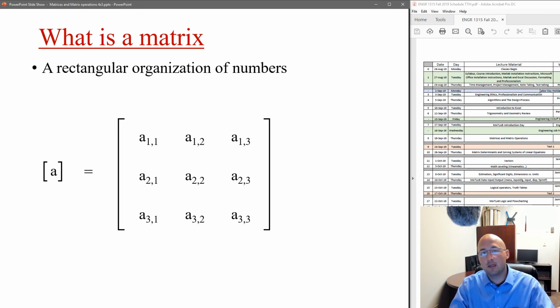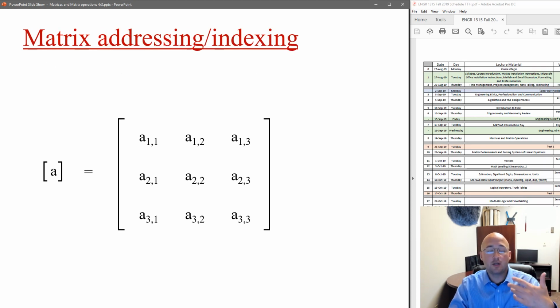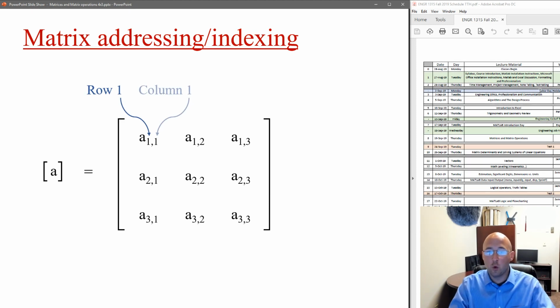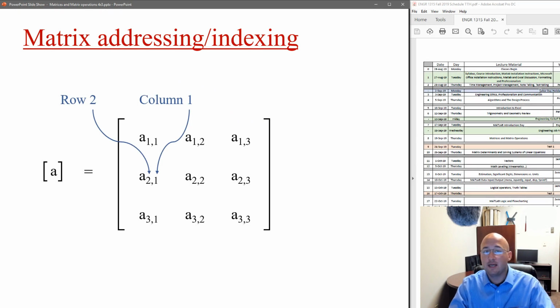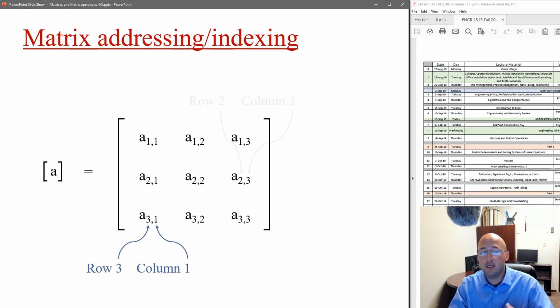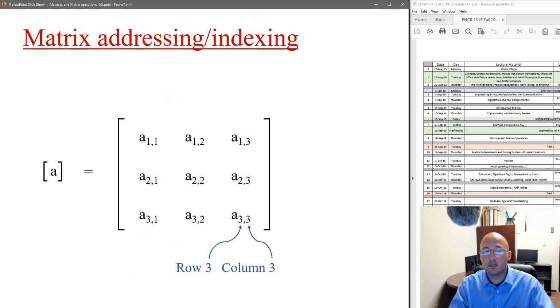Well, here's what it would look like syntactically if we were to strip it away. I have a matrix A, so now I'm going to look at the indices or the addressing for the matrix. So A subscript 1,1 is the element in A at row 1, column 1. Similarly, A subscript 1,2 is the element in A at row 1, column 2, and then row 1, column 3. And then A subscript 2,1 is the element in A at row 2, column 1. And then 2,2, 2,3, 3,1, 3,2, and 3,3.